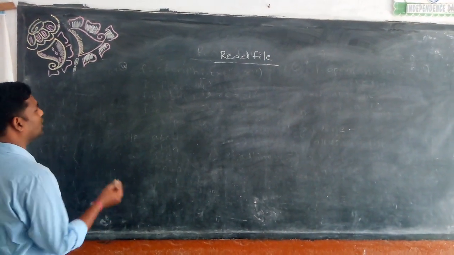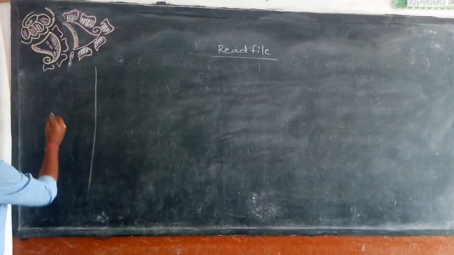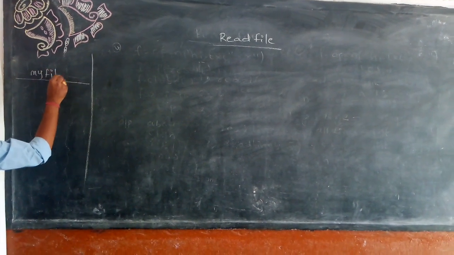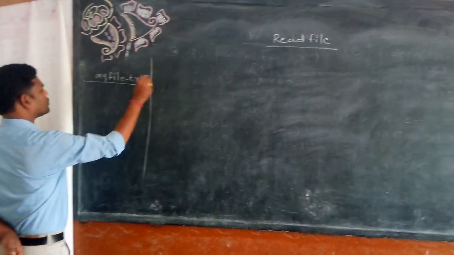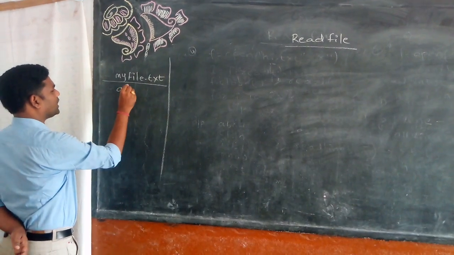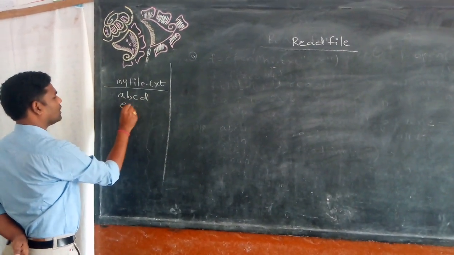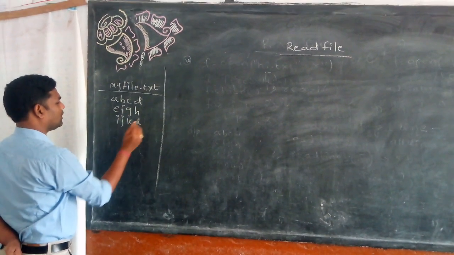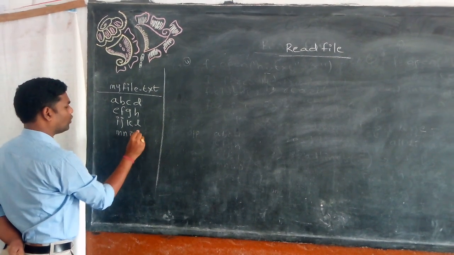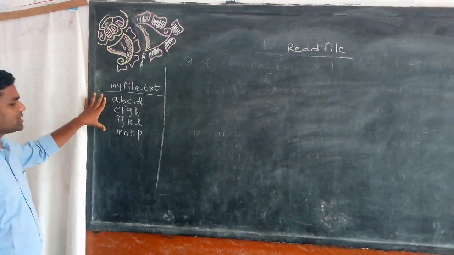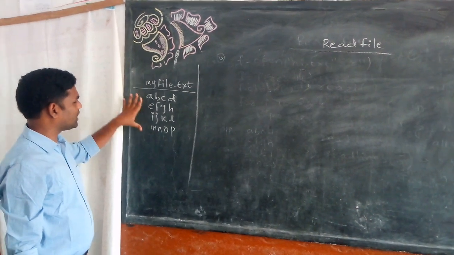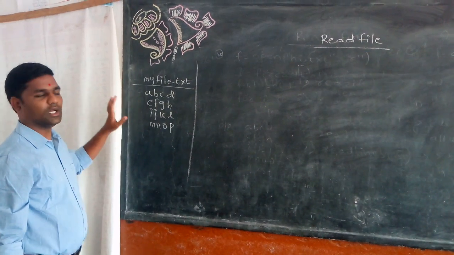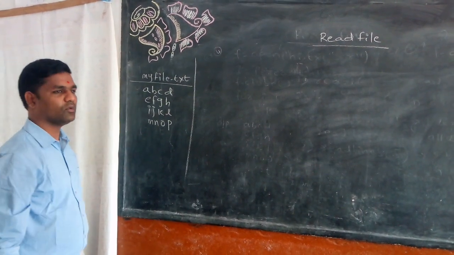So before writing the code, let's assume that I have some file with me, called myfile.txt. This file contains some content: ABCD, EFGH, IJKL, MNOP. This is my content, which is available in my text file. Now I am going to read this file using 5 functions.